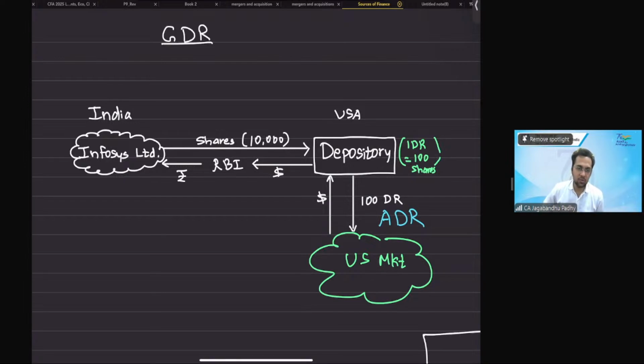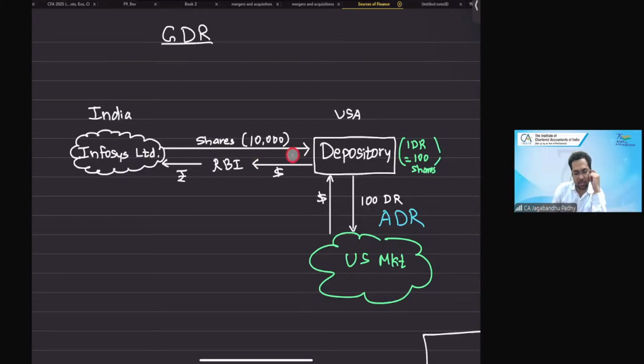In India, how many depositories do we have? Two. What are they? CDSL and NSDL. These are the two depositories in India who hold the shares on behalf of the investors. In the same way, you will have a depository in the US. So what Infosys will do is give 10,000 shares to the US depository.